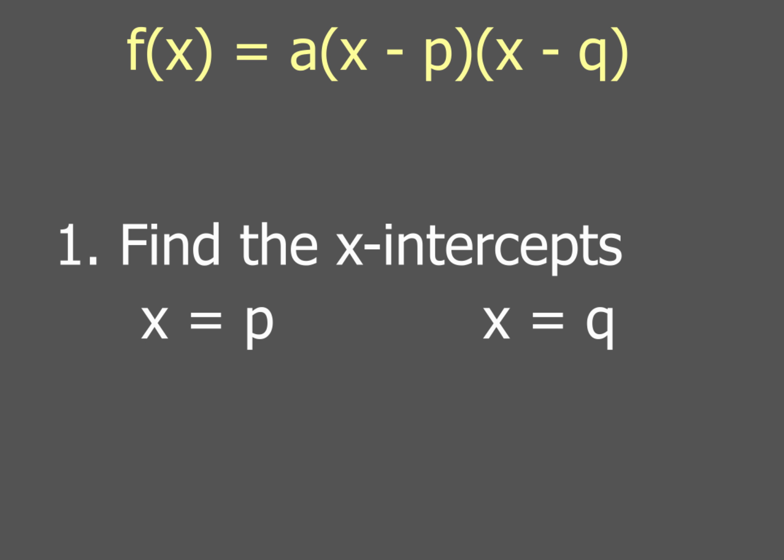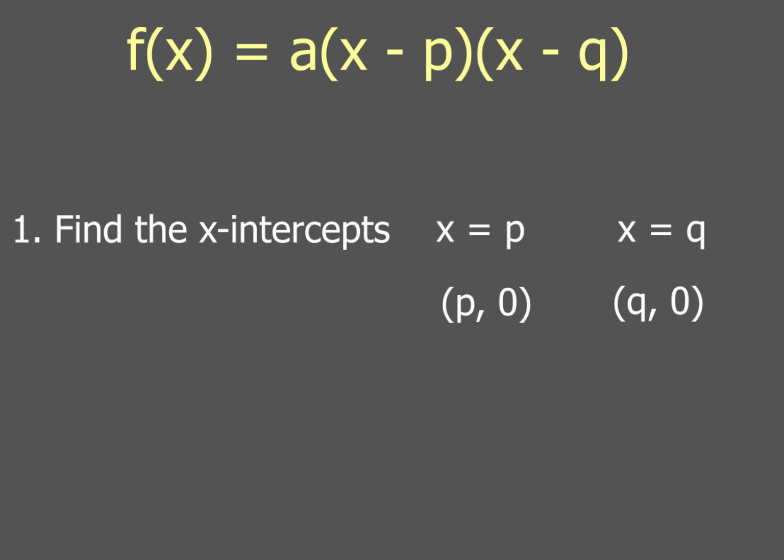Now, the very first thing that you're going to want to do is find the x-intercepts, because they're going to be plucked right from the given formula. To find the x-intercepts, you're just going to simply set x equal to p and x equal to q, and then of course we will write that as coordinates, (p, 0) and (q, 0). So once we've got those two pieces, we're going to go ahead and write that.